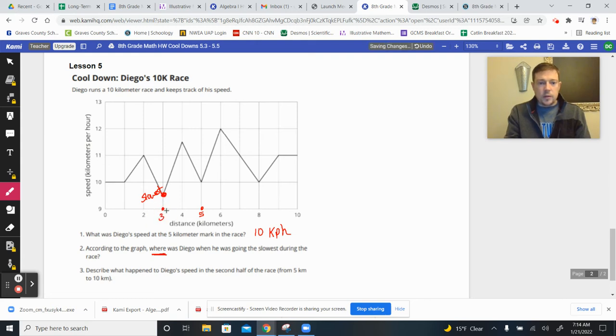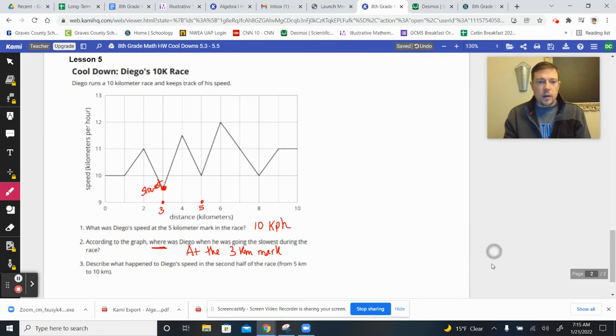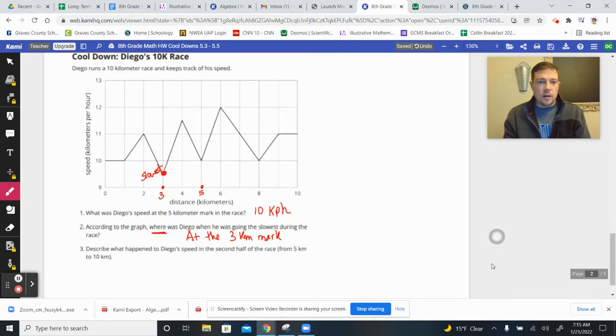So 3 comma 5, which is what, not 5, it probably looks like it's 8, sorry. So he was going 8 kilometers per hour, a third kilometer in the race, and that was his slowest mark. So where, we're going to say at the 3-kilometer mark. These are actually pretty easy questions, and you guys are generally good at reading graphs, so I don't see any big issues that you might have here.